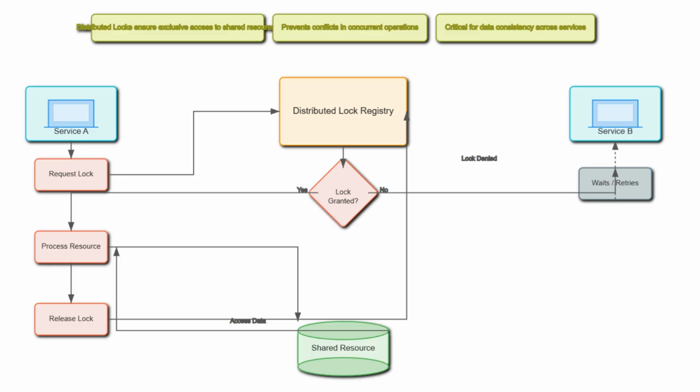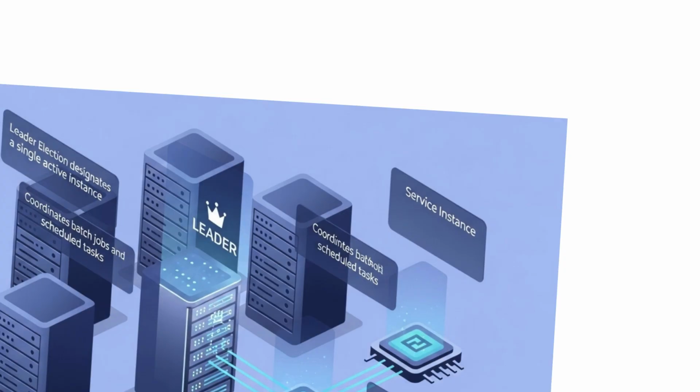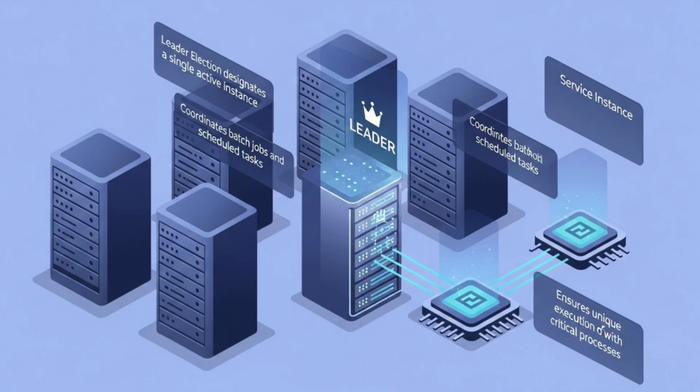Moving on to our second crucial abstraction, leader election. In many distributed systems, you have tasks that should only be performed by one instance, even if multiple instances are running. Think about a scheduled cleanup job or a batch process that aggregates data. If every instance tried to run it, you'd have redundant work, or worse, conflicting operations. This is where leader election designates a single active instance among many.